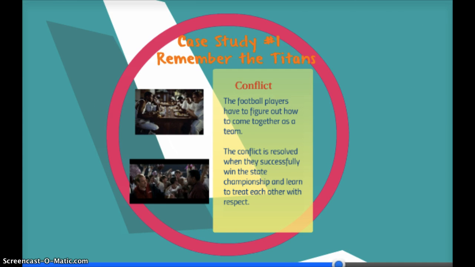Okay, let's look at the conflict. Here, the football players have to figure out how to come together as a team. They are able to resolve it successfully, and they win the state championship, and they learn to treat each other with respect, at least for the most part.